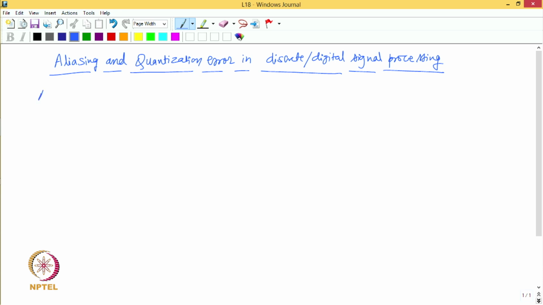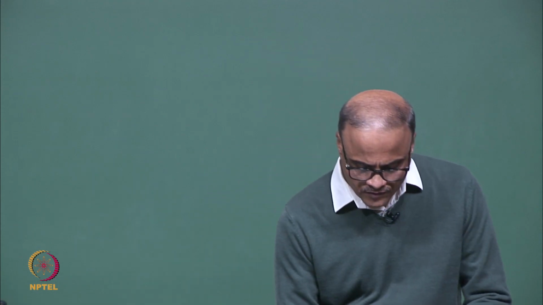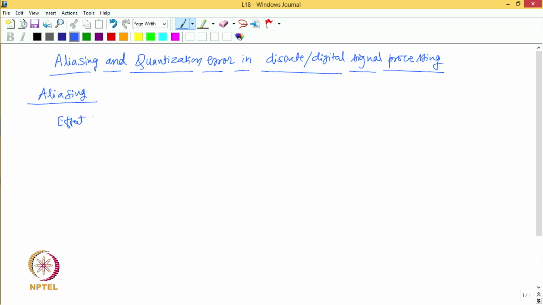So, to understand what is aliasing, let us first see what is the effect of time sampling of the continuous signal on the frequency domain representation of the sampled signal. So, we are first going to study the effect of time sampling on the frequency domain representation of the sampled signal.